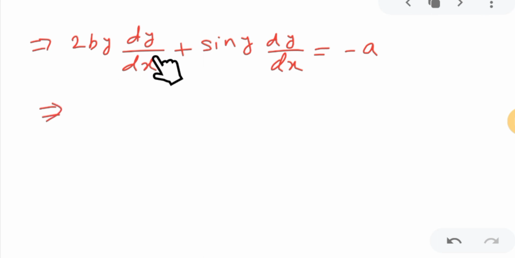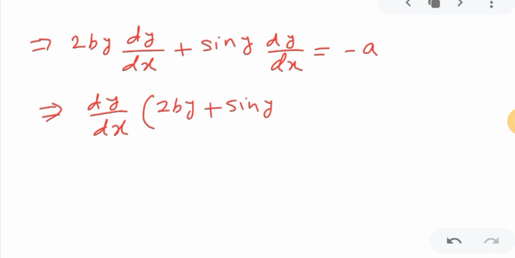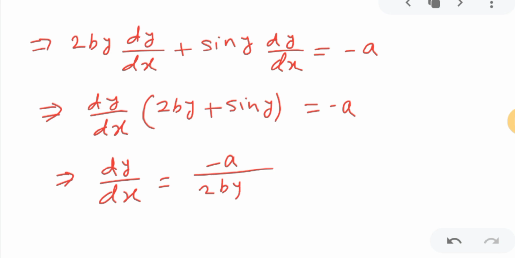Now in these two terms, dy upon dx is common, so I will take dy upon dx common: from the first 2by, plus from the second sin y, correct. So this is equal to minus a, and since we have to find dy upon dx, this term is in multiplication, so I will send it to the right side where it will go in division. So dy upon dx is minus a divided by (2by plus sin y), correct. This will be our final answer. You can solve similar questions like that, correct.